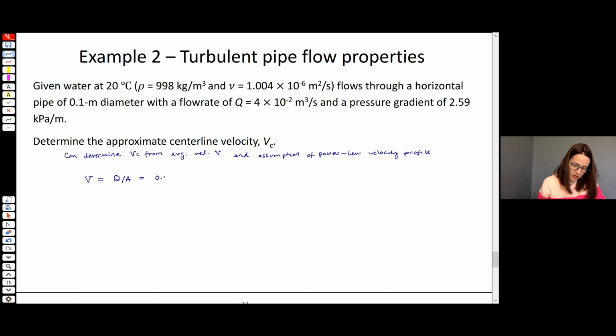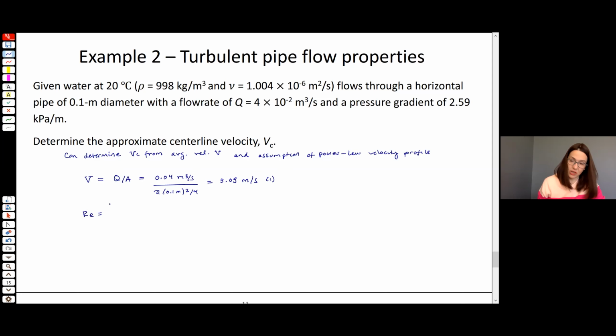All right, so writing down just our very fundamental definition of the average velocity, Q over A. Here we have 0.04 meters cubed per second divided by pi times 0.1 meters squared over 4 gives us 5.09 meters per second. Call that equation 1.